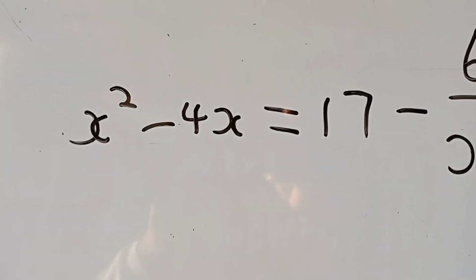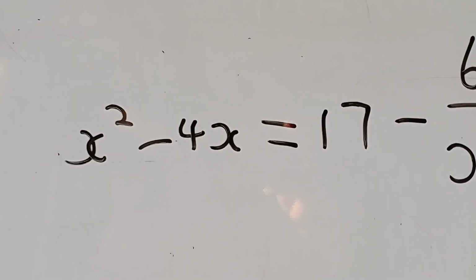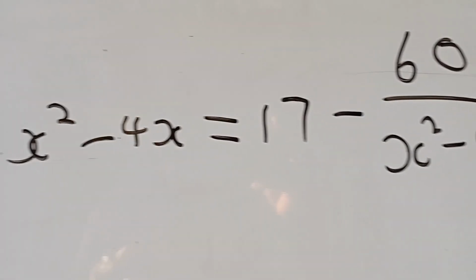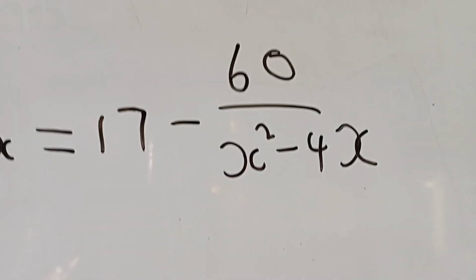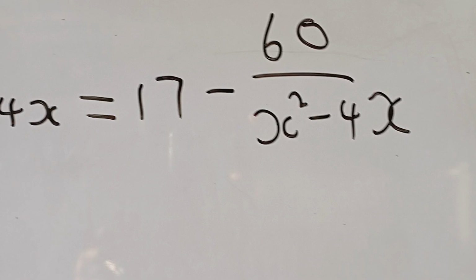Hey everyone, how to solve for x when you're given a bit of a complicated question. It says x squared minus 4x is equal to 17 minus 60 all over x squared minus 4x. Right.